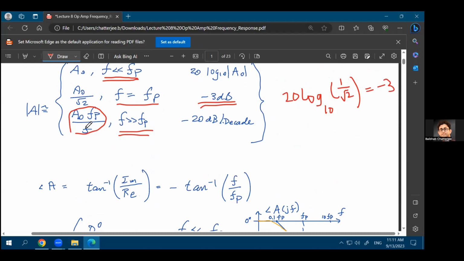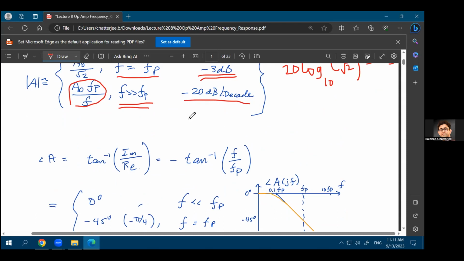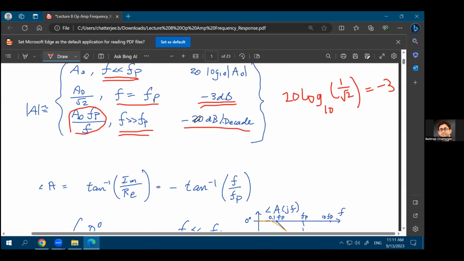And because you have F in the denominator, when F increases by 10 times, your transfer function reduces by 10 times. That has a minus 20 dB per decade slope. So that's just repetition of what we have done on the board, but now I think you'll get a better idea how these numbers come in.